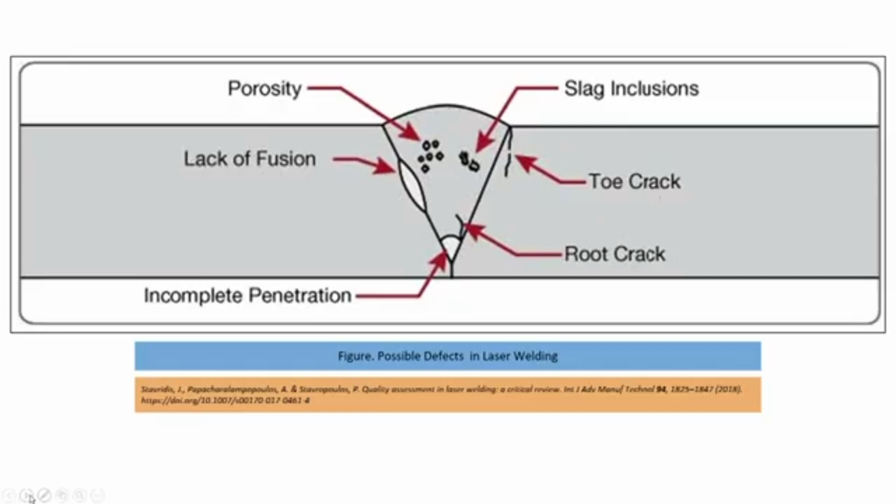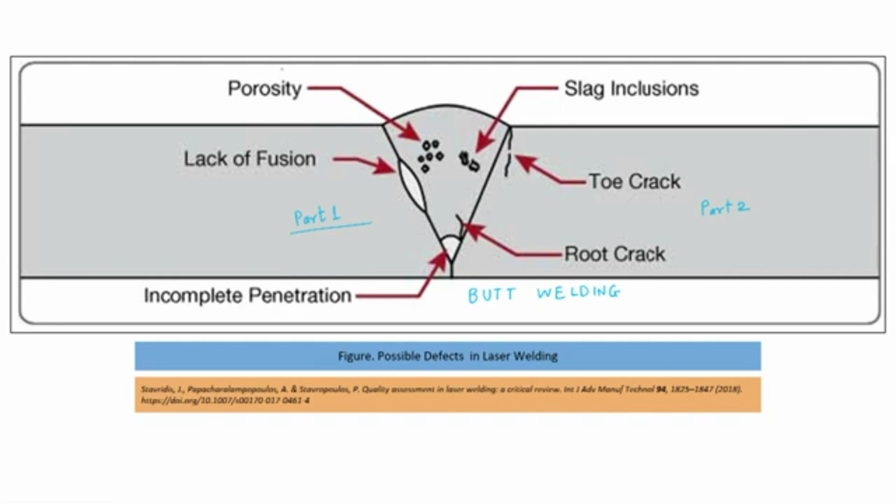Now, let us look at the various possible defects in laser welding. On your screen you can see part 1 welded with part 2, and this is a butt welding operation. Various types of defects can be noticed here.